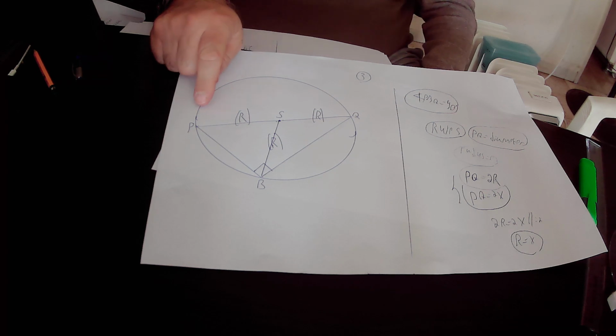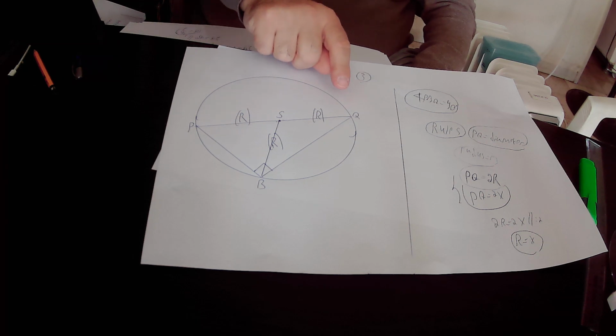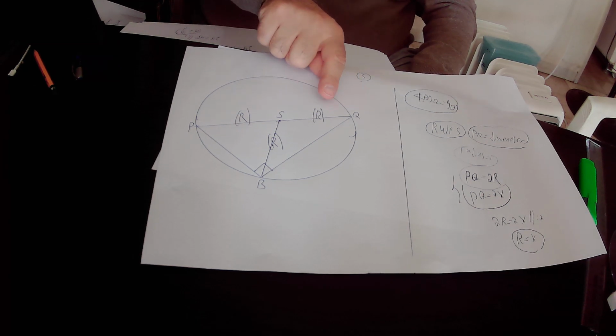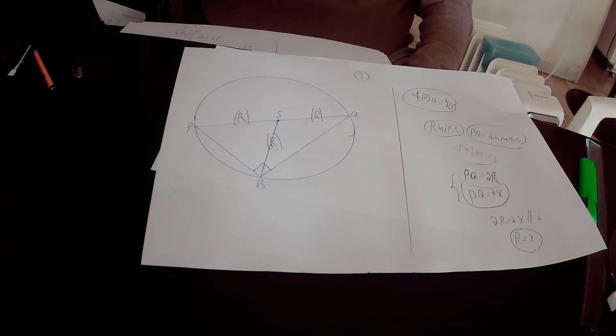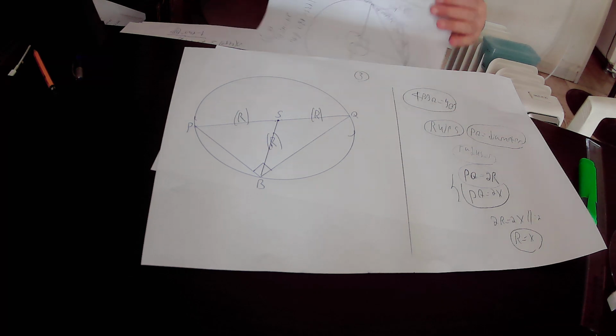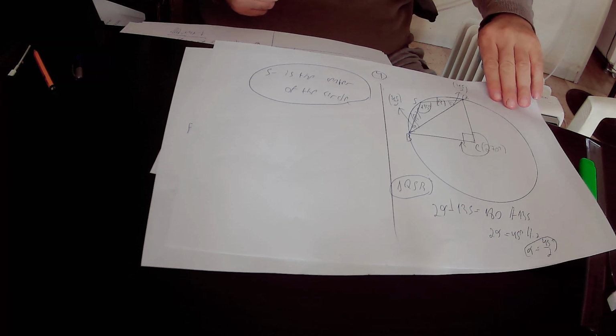So we have the radius PS that starts from point P and ends at point S, and we also have the second radius QS that starts from point Q and ends at point S. That is to say, those two radii touch each other at point S. Therefore, point S must be the center of this circle. Again, point S is the center of the circle because the two radii touch each other at point S.